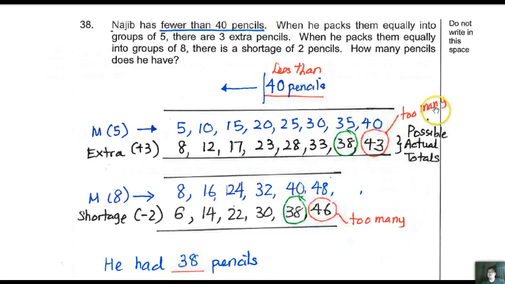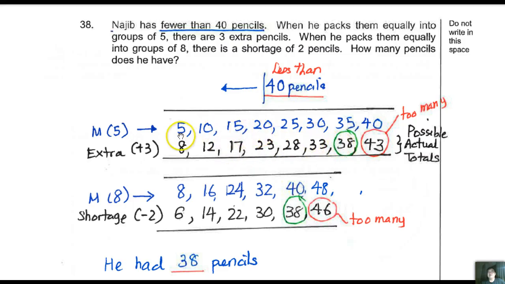Now this is why I say the number he has, 43, is too many. The actual total, which is 43, is too many. It is more than 40. So the number should be all the way down here, either one of these numbers.